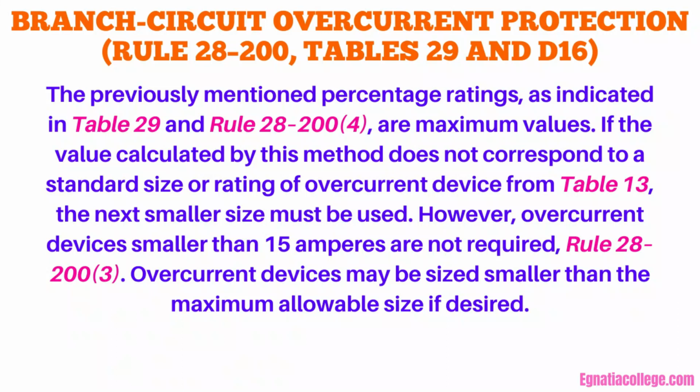The previously mentioned percentage ratings, as indicated in Table 29 and Rule 28-200-4, are maximum values. If the value calculated by this method does not correspond to a standard size or rating of overcurrent device from Table 13, the next smaller size must be used. However, overcurrent devices smaller than 15 amperes are not required, Rule 28-200-3. Overcurrent devices may be sized smaller than the maximum allowable size if desired.